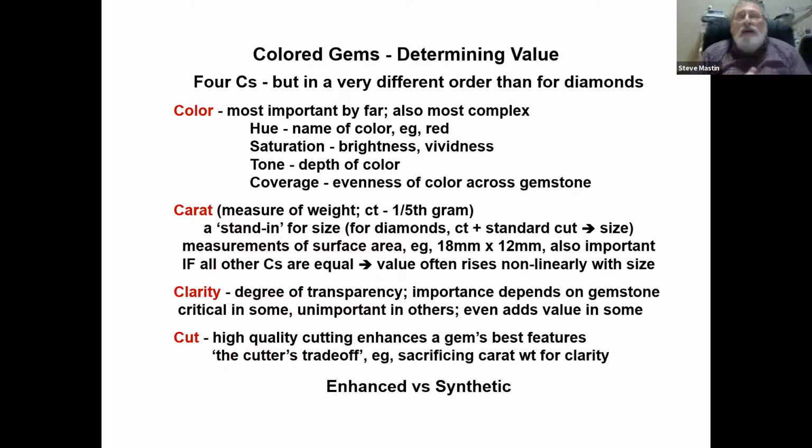Most people know about the 4 C's for diamonds, and these are basically the same 4 C's, but with a twist. They have a very different order and a very different order of importance in terms of the quality and the value of a gemstone. And color is the most important by far, and it's also the most complicated, as I'll show you in a second. And so there are 4 properties.